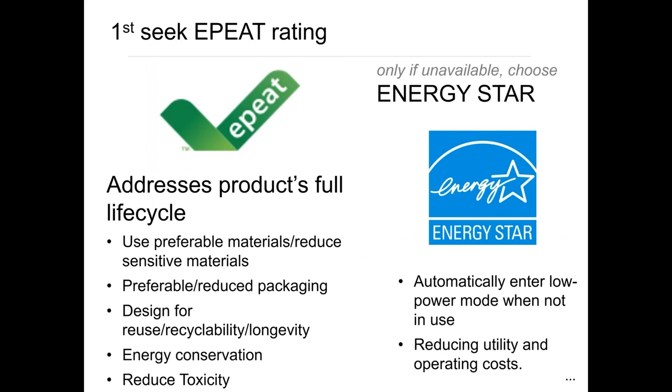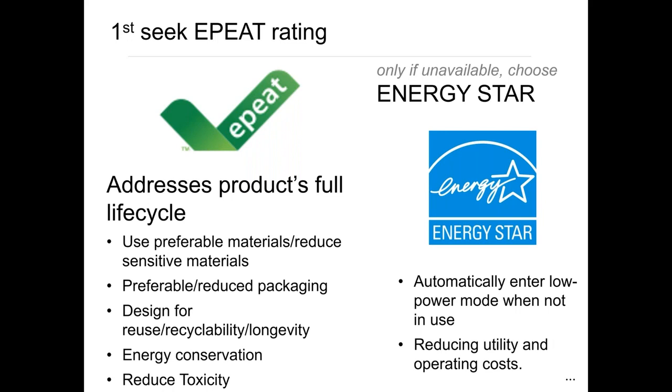So first, seek your EPEAT rating. So first priority, if you can identify products and source products that have this certification. The reason for this is because the EPEAT rating addresses the product's full life cycle. So it uses preferable materials and reduces sensitive materials. It focuses on packaging. So there is packaging criteria to become an EPEAT certified product. And those products are designed for longevity. So how long can that life cycle possibly be? Energy conservation and reducing toxicity.